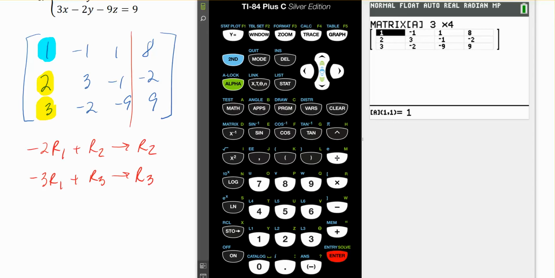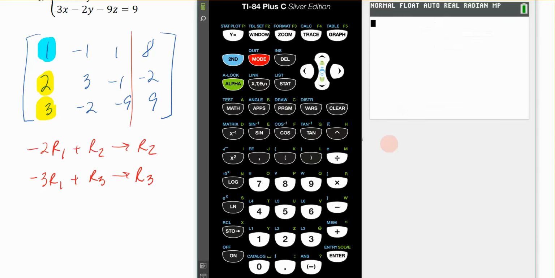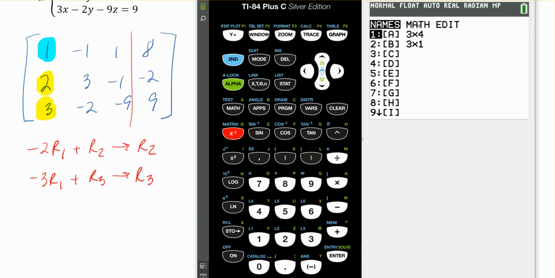In order for me to do any operations though, I have to quit this and go back to the home screen. So I'm going to hit second, quit, and I'm back here. In other words, I had to get out of that editing position. Now, what do I want to do? I want to perform some operations on that matrix. So I'm going to go back into my matrix menu by hitting second, X inverse, and this time I'm going to perform some math on my matrix.